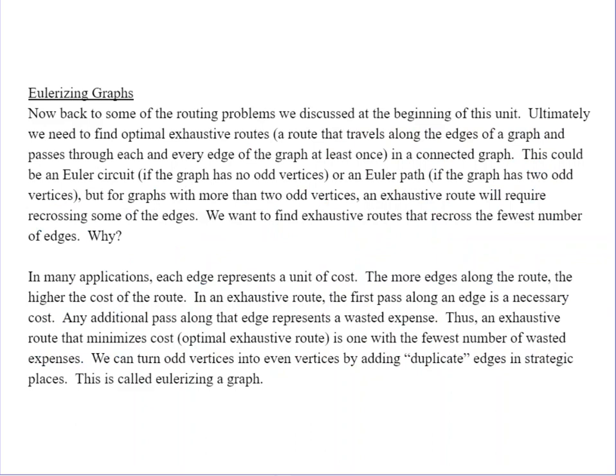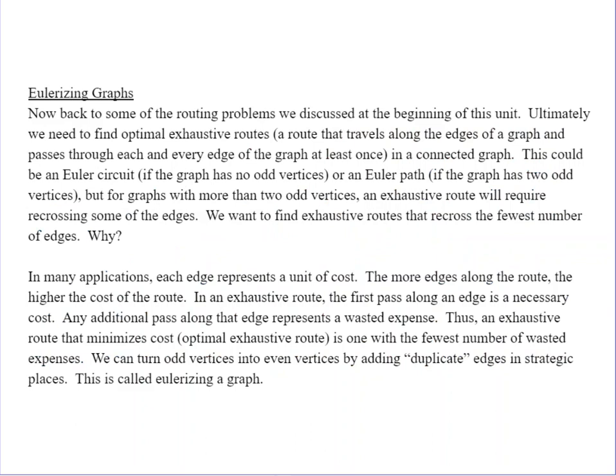This could be an Euler circuit if there are no odd vertices, or an Euler path if there are 2 odd vertices. But for graphs with more than 2 odd vertices, an exhaustive route will require recrossing some of the edges. Your goal is to find an exhaustive route that recrosses the fewest number of edges. Why is that? Well, because in most of these real-life applications, each edge that you travel across represents an additional cost. The more edges in the route, the more expensive the route is.